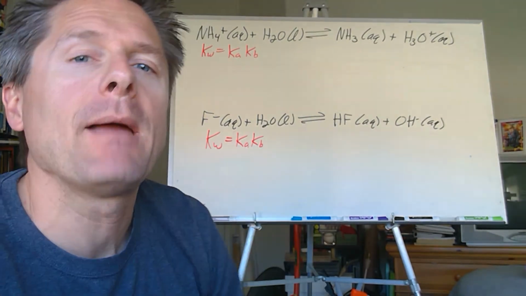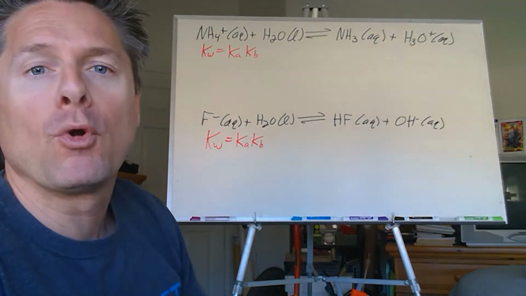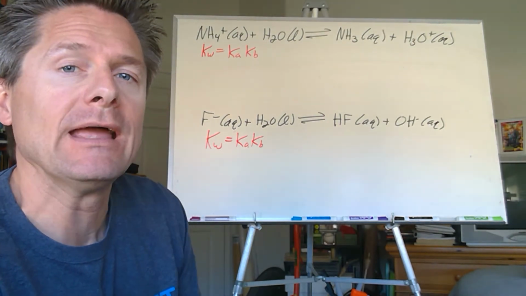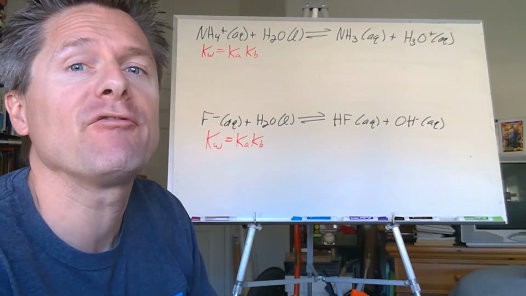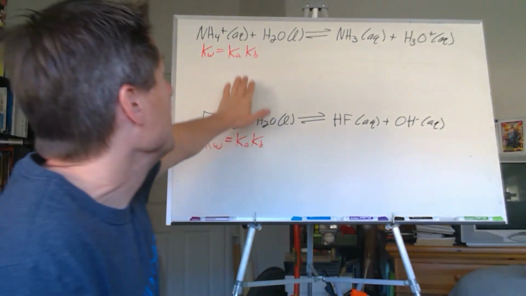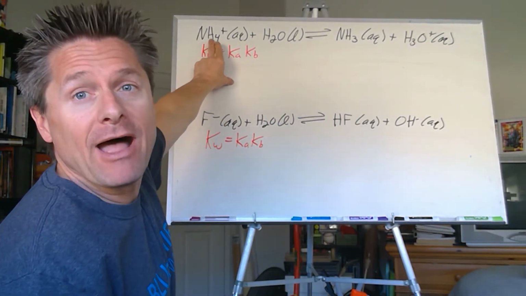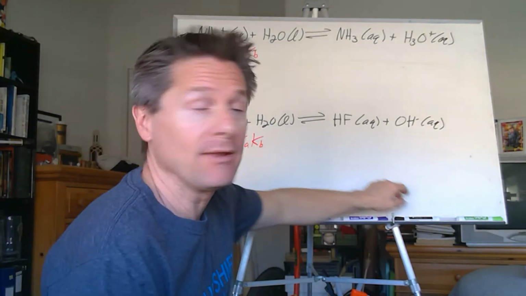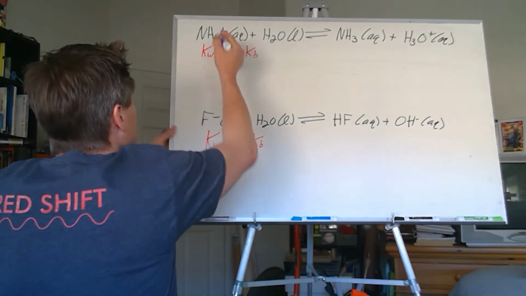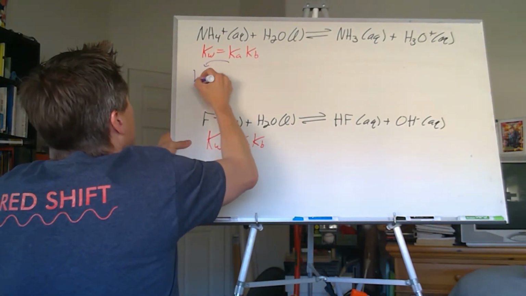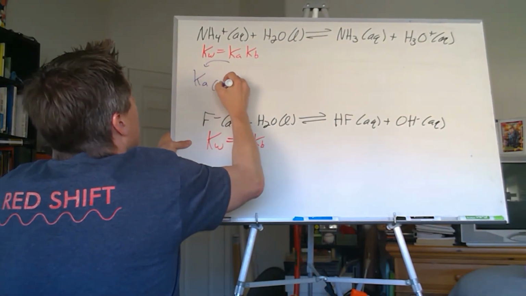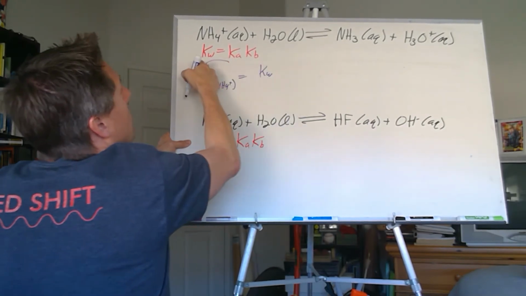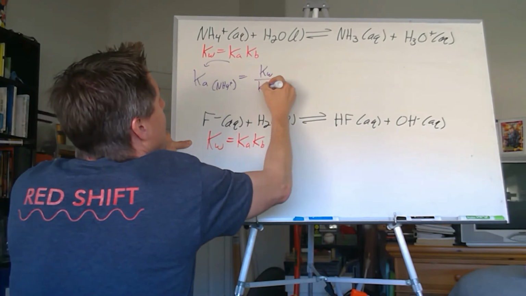So I took some time to erase the board so we had a little bit more room to do these calculations. They're not hard calculations, just a simple algebraic equation, but you're going to do it quite a bit for these kinds of problems. All right, so we're looking for the Ka value for the ammonium ion and the Kb value for the fluoride ion. So let's rearrange this. I want the Ka value for ammonium. That will be equal to Kw divided by Kb.